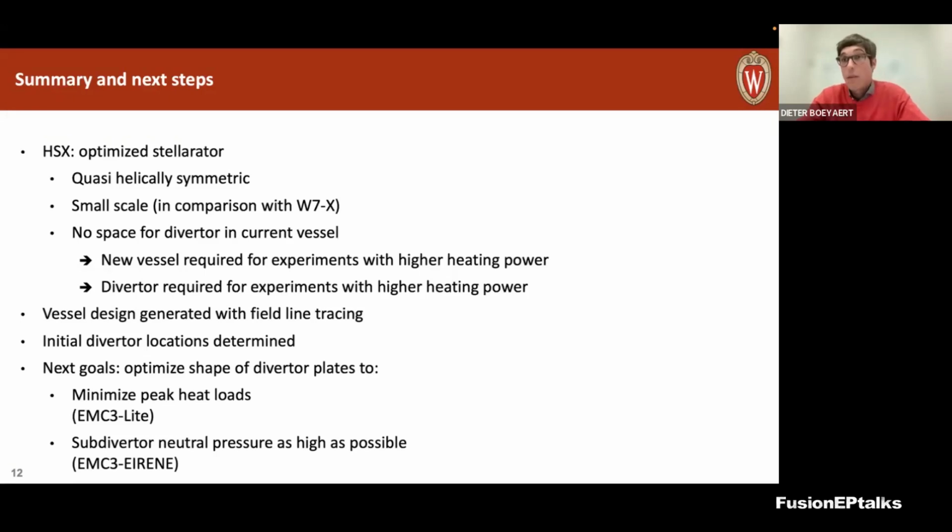In the current vessel design there is no space for a divertor, and therefore we require a new vessel and a new divertor in order to increase the heating power. For the vessel design that we generated using field line tracing and some MATLAB tools that John Schmidt developed, we have determined the initial divertor locations, and now we are working on the optimization of the divertor shape to see how we can minimize the peak heat loads and how we can maximize the subdivertor neutral pressure.